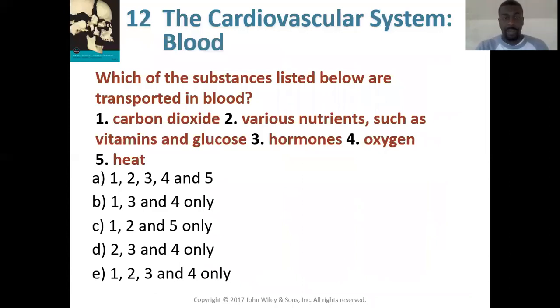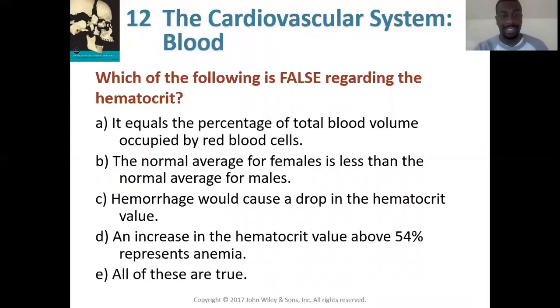Okay, so question here. Which of the following substances listed below are transported in blood? We've got carbon dioxide, various nutrients such as vitamins, glucose, hormones, oxygen, and heat. Which of those five is able to be transported? You can either type it in the chat or you can just say it. A. I'm hearing A. Do we agree with A? Yes, A, perfect. A is correct. All five of those are able to be transported in the blood. Cool. So next one.